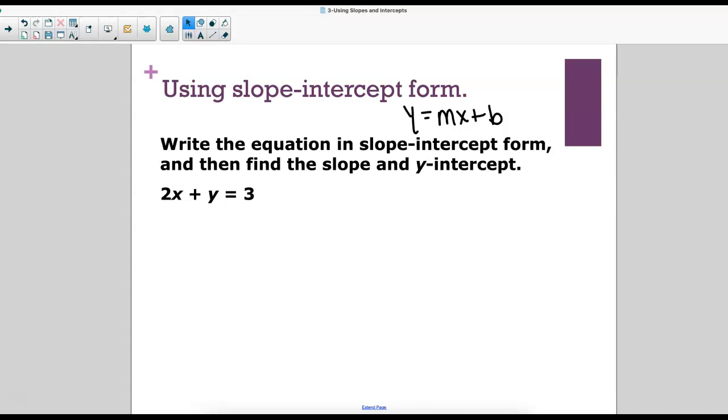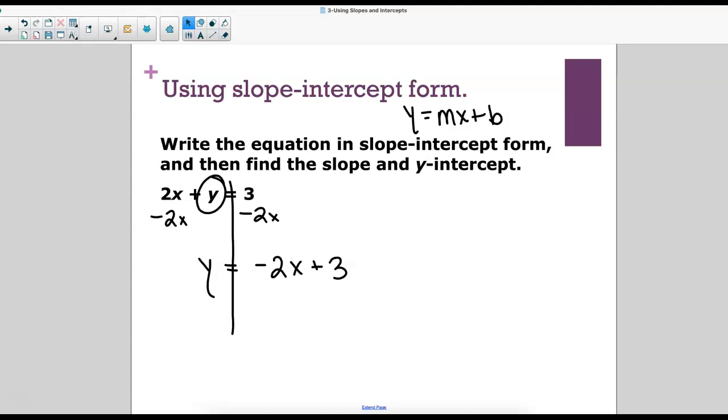Ultimately, this is what we did yesterday. I want to solve for y. I want to take this equation and get y by itself. How do I do that? Minus the 2x from both sides. And we have y equals, and here's where I said you want to put the x first. So I'm going to write this as y equals negative 2x plus 3.